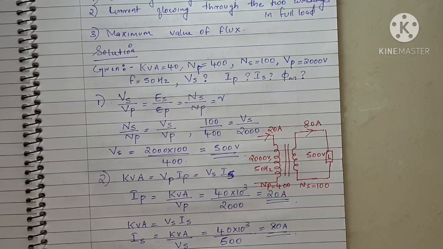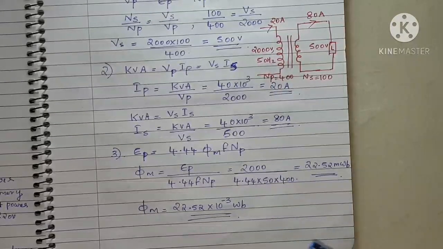Is is equal to kVA by Vs. kVA is given as 40. So kVA means we need to multiply it by 10 raised to 3. So 40 into 10 raised to 3 by Vs is 500, Is equal to 80 amps.